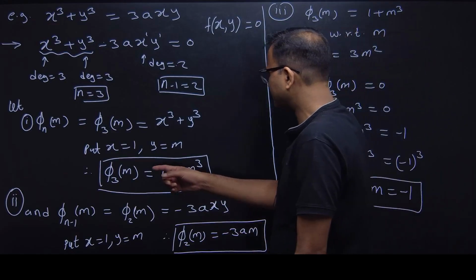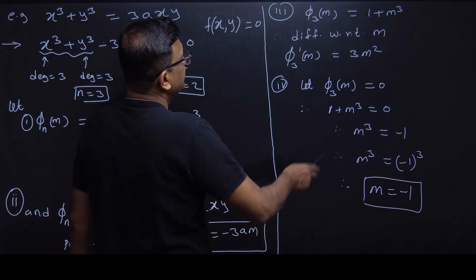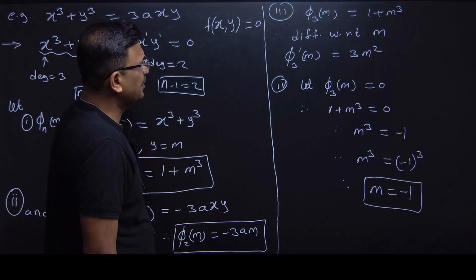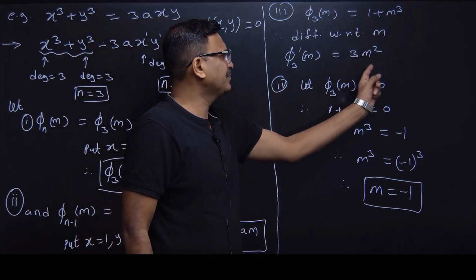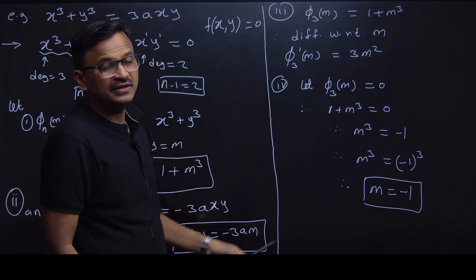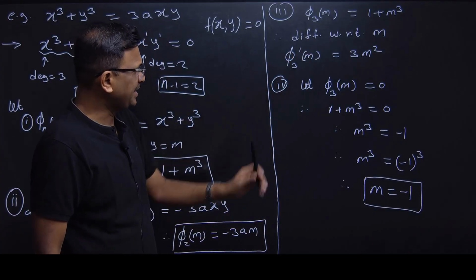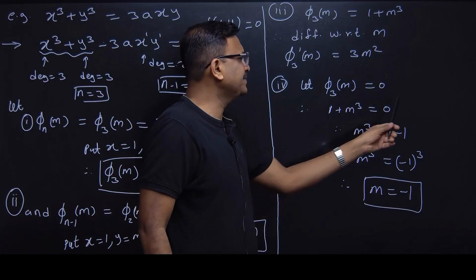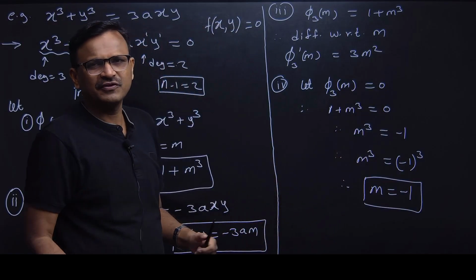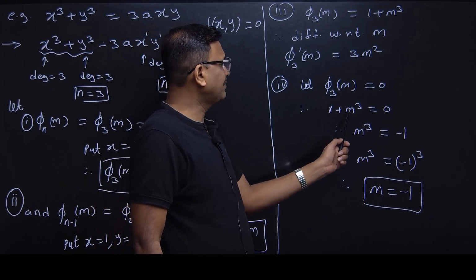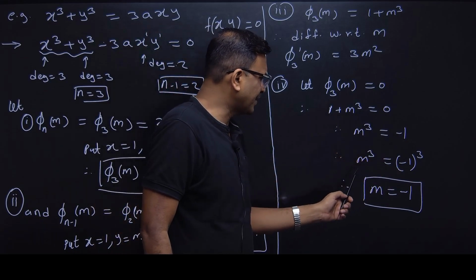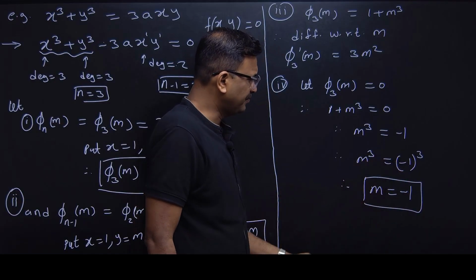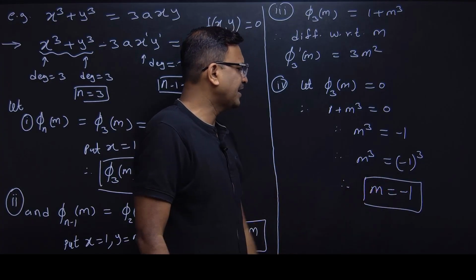We get phi 3m, phi 2m. Then phi 3m we know is 1 plus m cube. We differentiate that with respect to m. Derivative of 1 will be 0, derivative of m cube will be 3m square. So we have found the derivative of phi 3m, that is phi 3 dash m. Now to find m, what we have to do is equate phi 3m with 0. In general we have to equate phi n of m with 0. So 1 plus m cube is 0, m cube is minus 1, so minus 1 can be written as cube of minus 1. Taking cube root on both sides, we'll get m is minus 1.